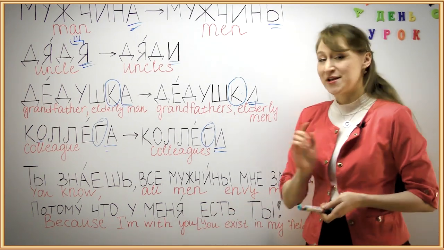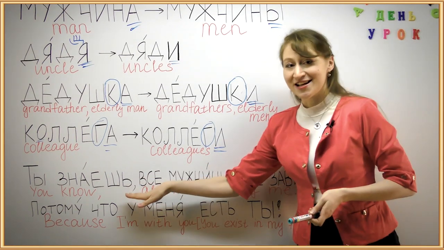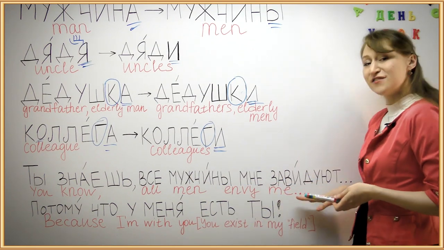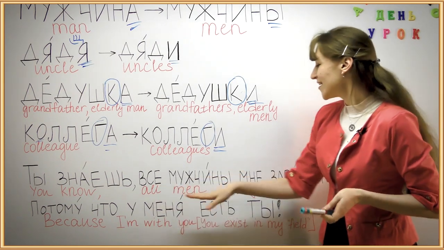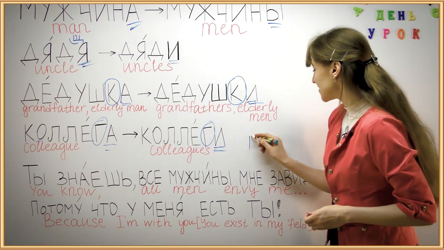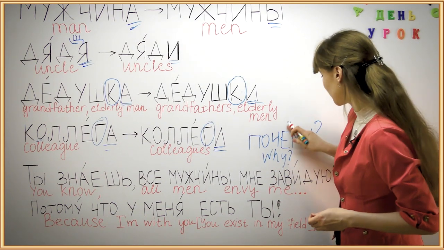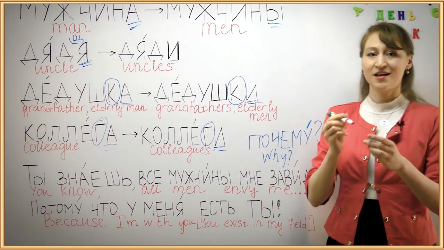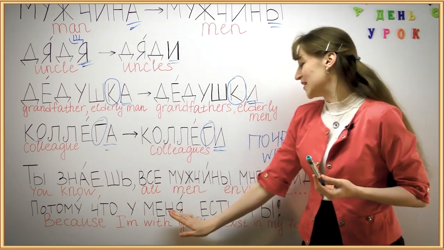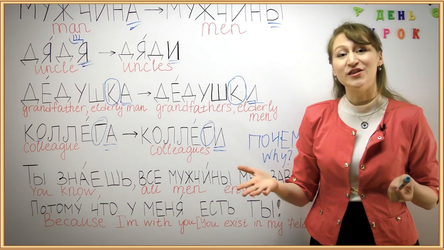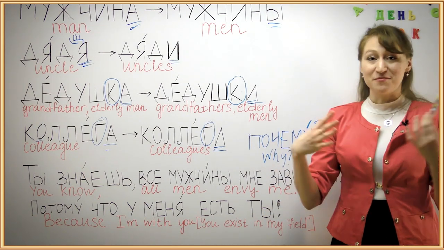I think it's very nice, especially when you make a pause here. So you say to her, ты знаешь, все мужчины мне завидуют. And you stop. And probably she will ask, why? Why do all men envy you? So she will ask, почему? Почему? Why? Почему? Emphasis is here. And then you say this line. Потому что у меня есть ты. Because I'm with you. Or literally, because you exist in my field, in my world.